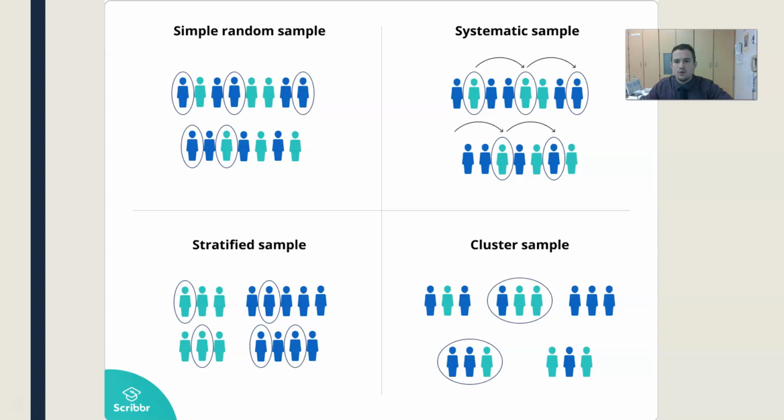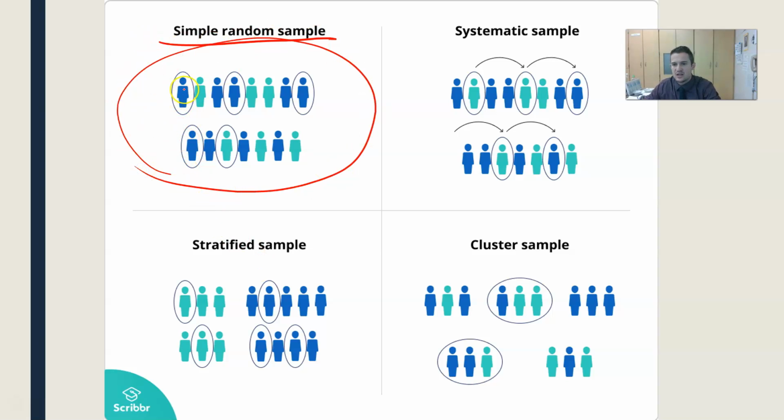So let me give you some ideas. A simple random sample is I have everyone in the population and I just randomly select a certain number of people. In this case, I've selected 5 people randomly to be in my sample. Again, that could be drawing out of a hat, that could be a random number generator. I randomly select 5 people to be in my sample.